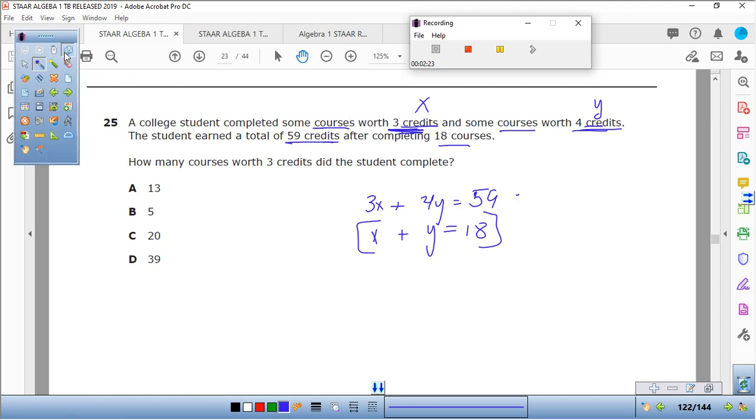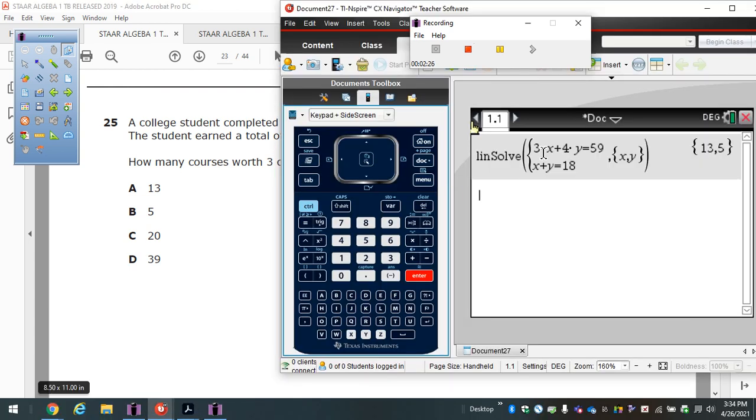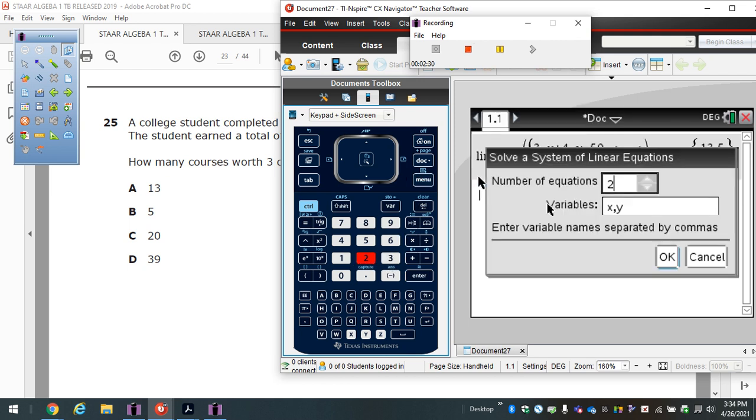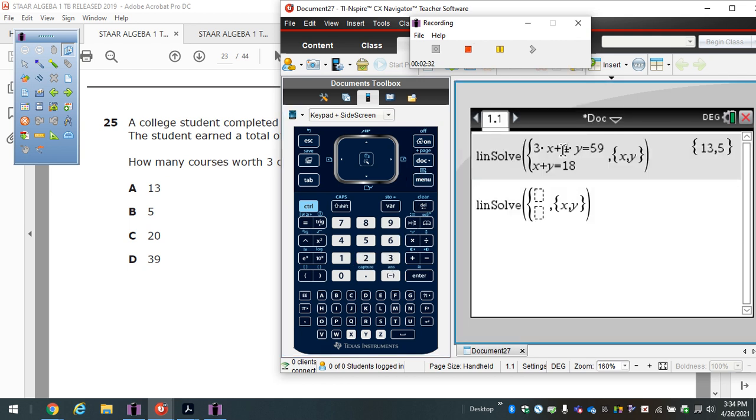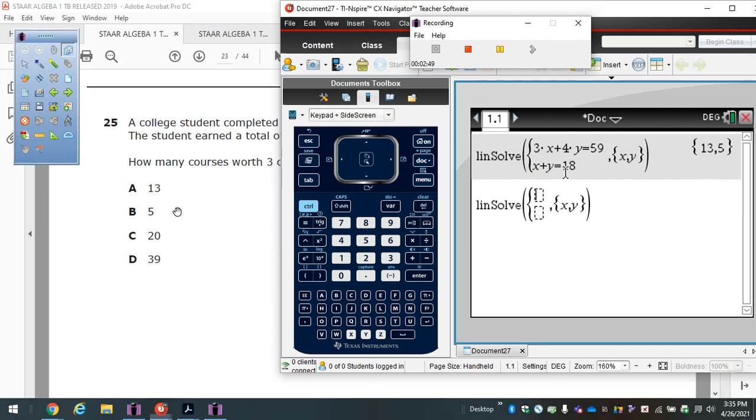Come to the calculator really quick. I just typed it in already. Go to menu 3.2, LinSolve, and just copy that or type it in exactly. Press enter, and there it is. When you come out here, you do want to understand that you said the X's were your 3-hour courses, and they're asking for the 3-hour courses, so you go here to the X's, and 13 is your answer. Pretty sweet. Not too bad.